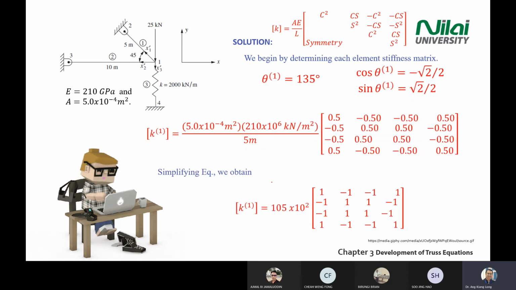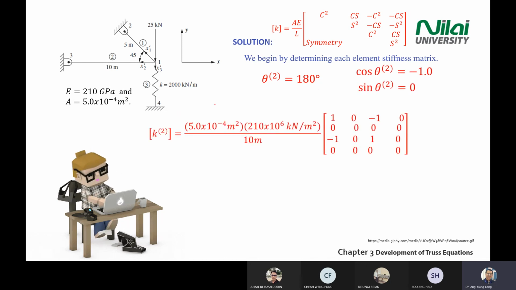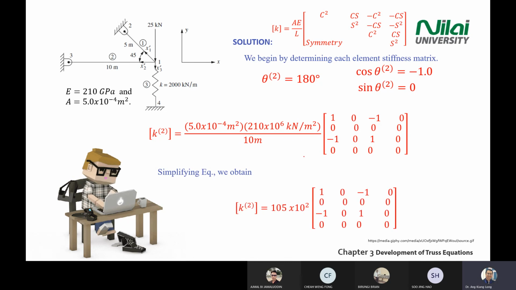As you can see, I already started doing some modification on the equation here. All the 0.5 I already factored, and then I did something on the constant value. I get 1 in the matrix. Then I do the second one, which is 180. You calculate cos and sine, substitute accordingly. The length is 10 meter. And you also get 105, 10 square, and the cos and sine values inside the matrix.